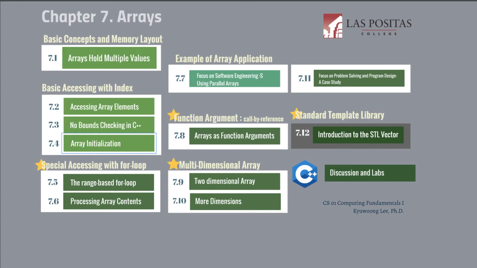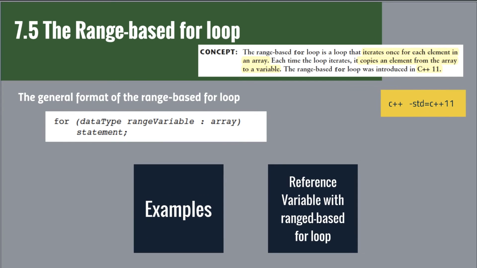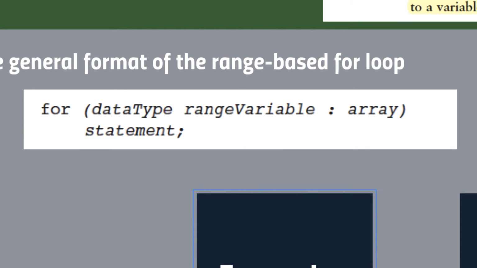Now let's move to 7.5, the range-based for loop. The range-based for loop was introduced in 2011, so when you compile a range-based for loop, if you see some errors, you need to include the option for C++11. Here is the basic format of a range-based for loop. First, we need to specify the data type to access the element, then a variable name, then a colon followed by the array name. This is the syntax of the range-based for loop.